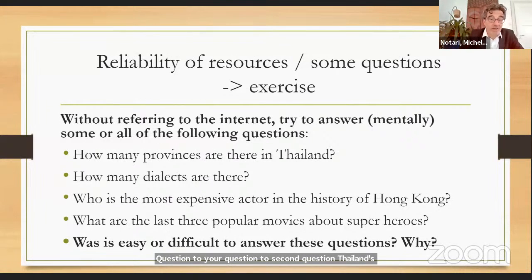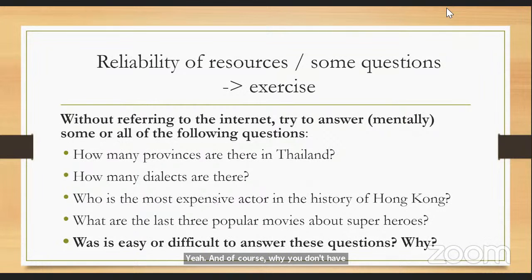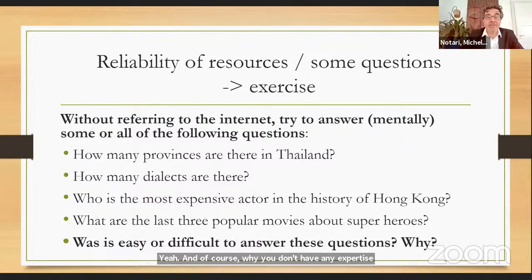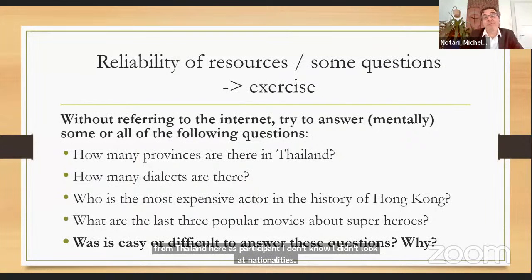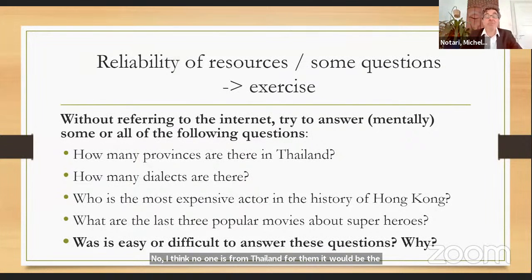And of course, why? You don't have any expertise, or maybe you have been there on holiday. Or do we have a citizen from Thailand here as a participant? I don't know, I didn't look at the nationalities. No, I think no one is from Thailand. For them, it would be a different question. Then I may have asked, how many dialects exist in Switzerland?